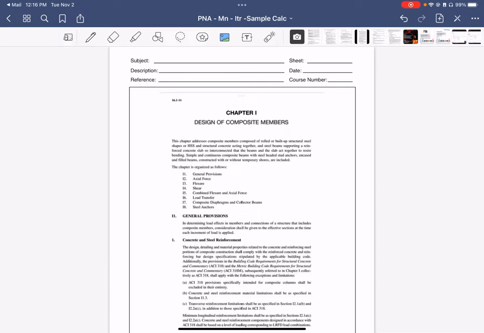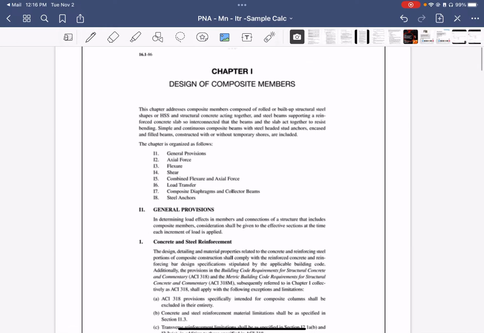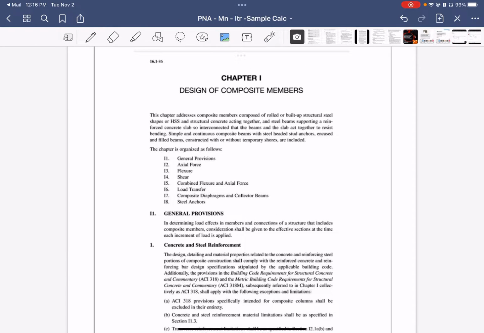Hi everybody, we're going to be starting and discussing how to do composite beam design for a steel beam using the AISC specification. I wanted to know where the information is located in the AISC specification. It's going to be Chapter I, Design of Composite Members.